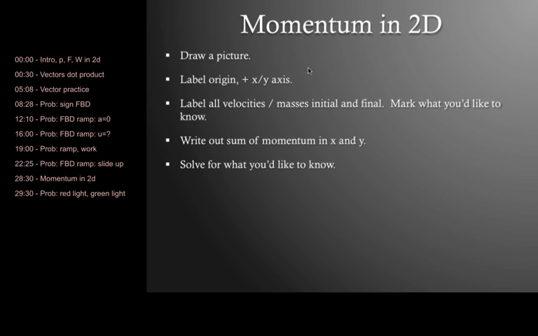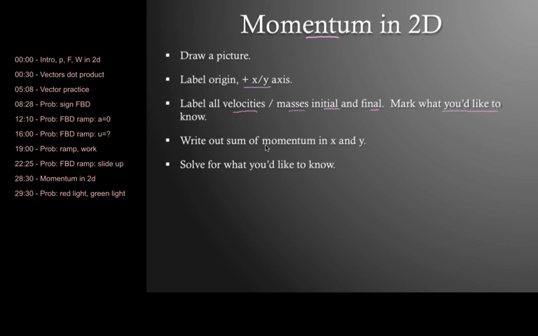Alright, so enough of free body diagrams in 2D. Let's talk about momentum. So we're going to go about things pretty much the same way. We're going to draw a picture, label our origin, look at our plus x and y axes. Then we need to label everything on this picture. We need to label velocities, masses, and then think about what's happening initially and finally. Then, this is really important, we should mark out what we'd like to know. This is going to help direct our algebra.